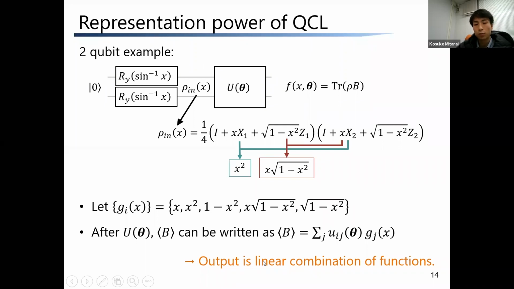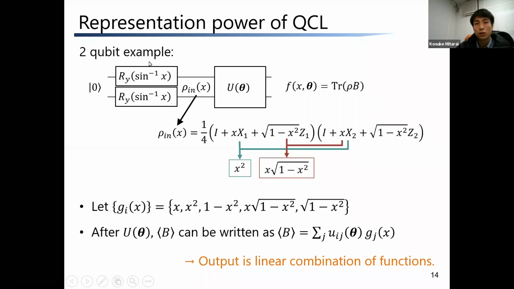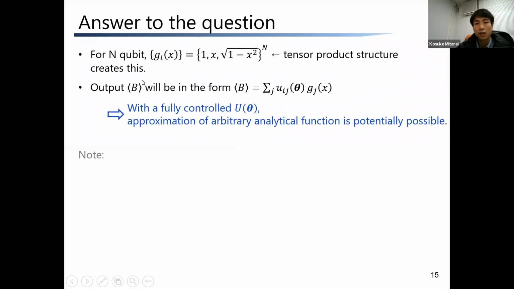So yes, the output is a linear combination of functions. To answer the question, let me consider the n-qubit case where we use the same kind of input gate, RY rotation by arcsine x. The set of functions at the input will be something like 1, x, and square root of 1 minus x squared, to the n, right?